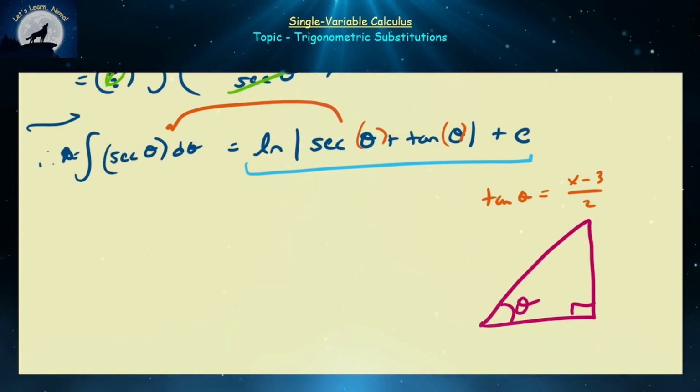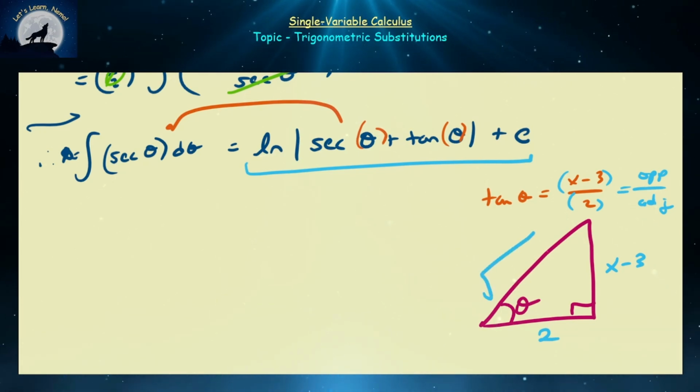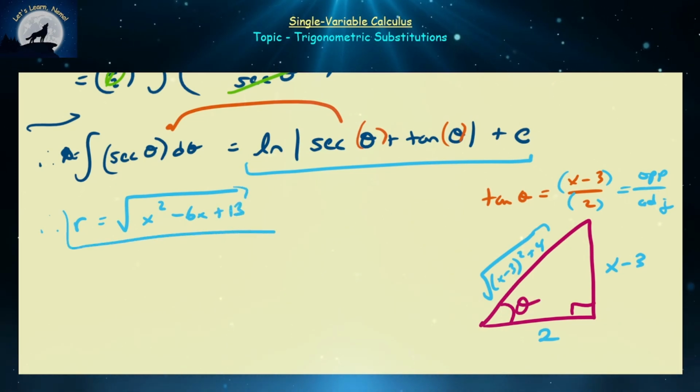So tangent of theta equals opposite over adjacent. So that's going to be x minus 3 as our opposite, and our adjacent will be 2. And then what will be the hypotenuse? Well, again from the Pythagorean theorem, the hypotenuse will be the square root of the sum of those two things, which is going to be x minus 3 squared plus 2 squared, which is 4. But you should recognize x minus 3 squared plus 4, so r is actually just the original square root expression that we had before, x squared minus 6x plus 13. Isn't that pretty neat?